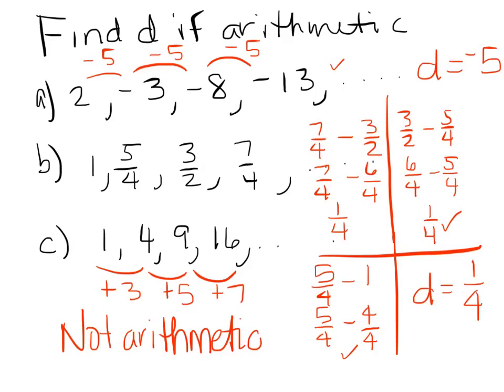Now, I'm going to get a difference, but is it a common difference? So I have to test the next one, 3/2 minus its previous term, which was 5/4. Go to common denominator, and again you see I got 1/4. And again with the third one, just to be super careful, I find D is 1/4. Okay? And the last one, because the difference is changing, it's not arithmetic.